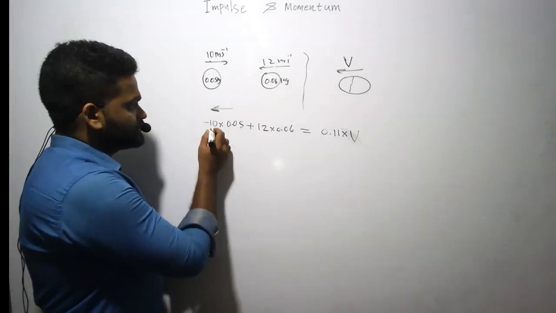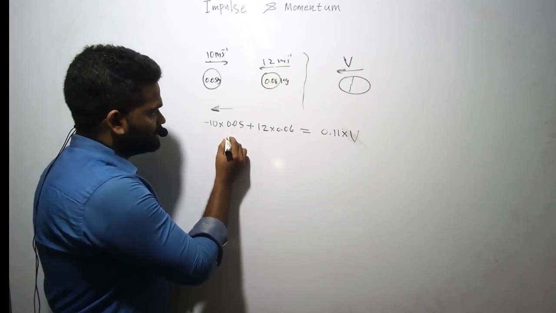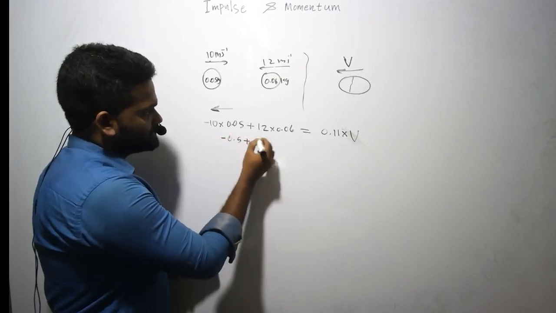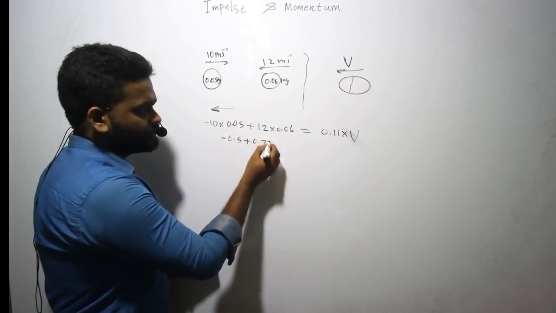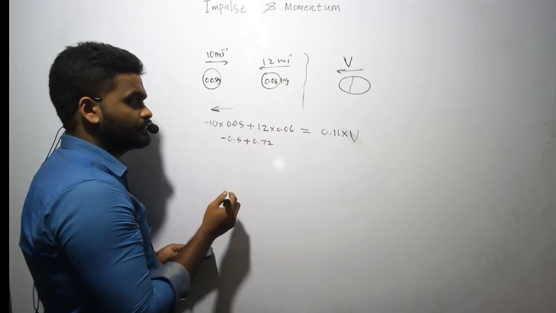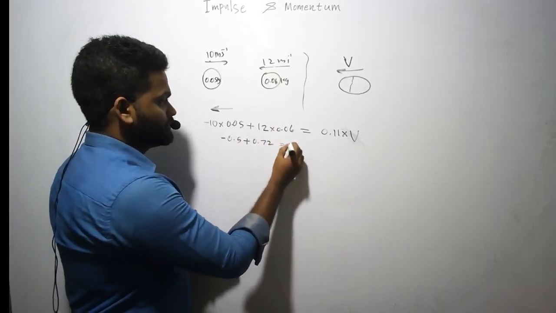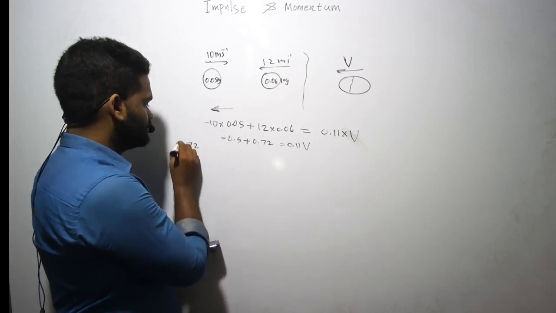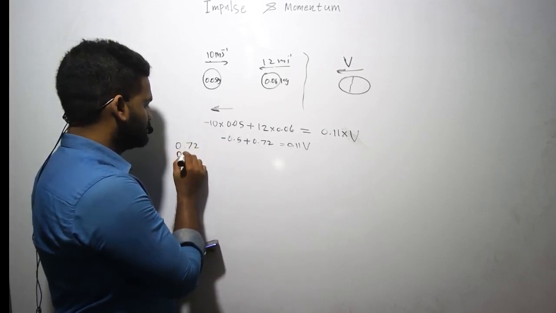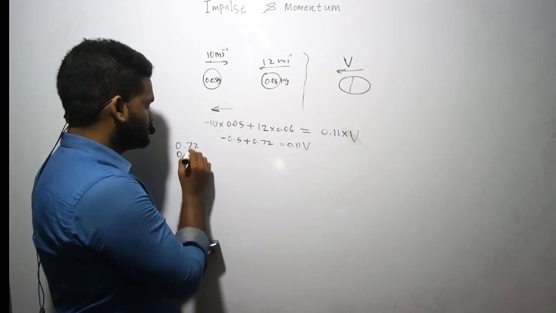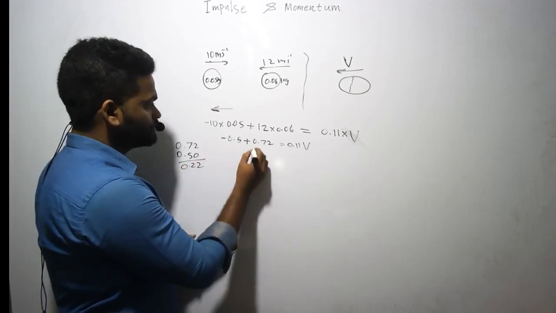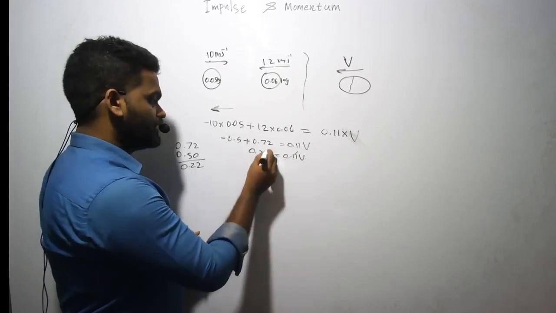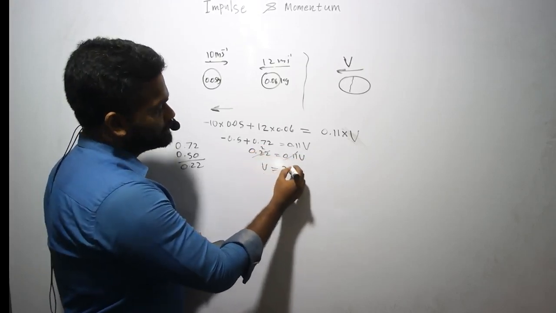Right. So let's say here, when you multiply by 10, it becomes minus 0.5, plus here you have 0.72, 12 times 6, 72, right? Equals 0.11 V. So you get 0.72 minus 0.50, so 0.22 equals 0.11 V, meaning 2. So V is equal to 2 meters per second.